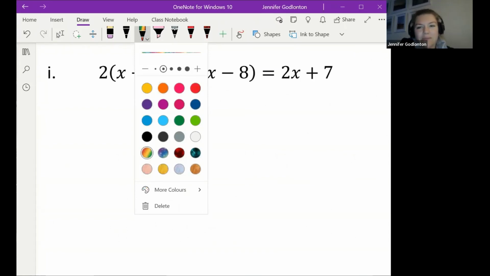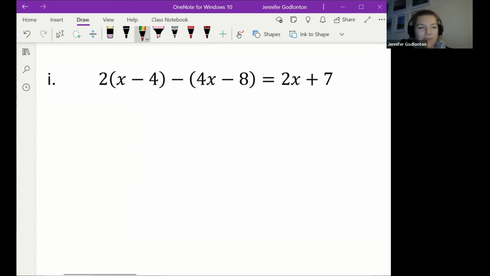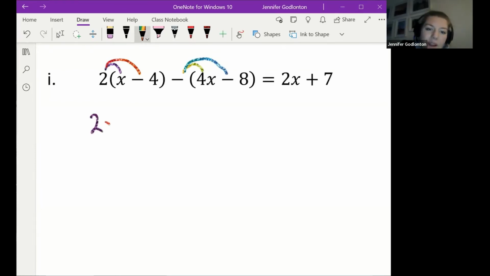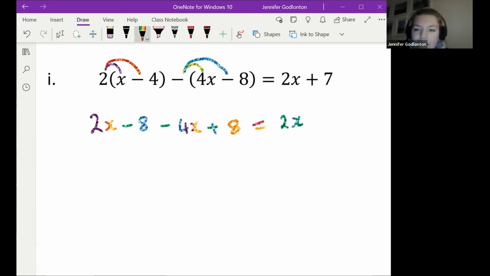Let's use our rainbow pen for our last question of the night. I know you may not all be finished yet. I'm just going to start going through this because of our time. We're going to distribute the 2 into that bracket, and then distribute the negative into that bracket. So I'm going to get 2x minus 8 minus 4x plus 8 is equal to 2x plus 7. That's our first step.